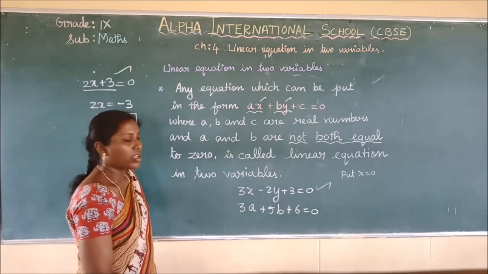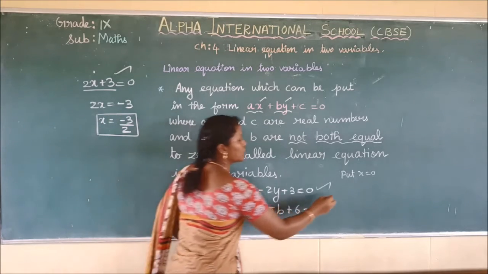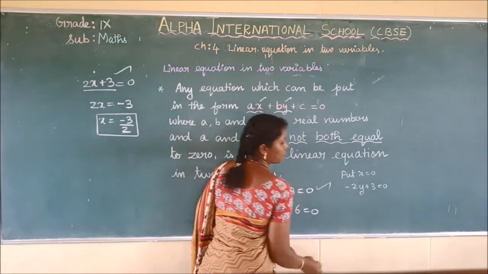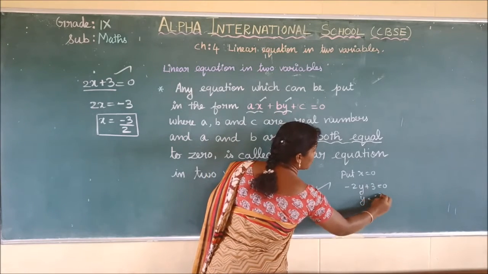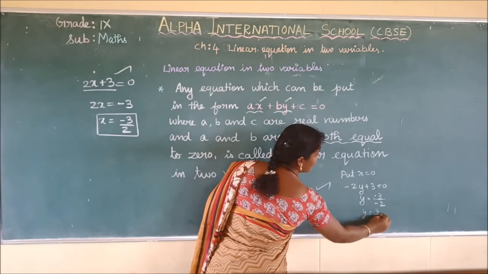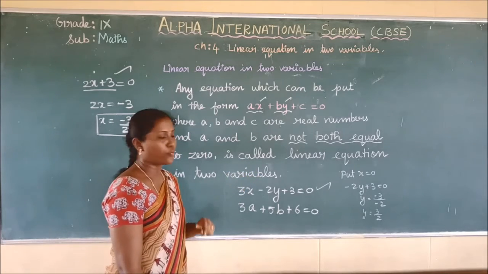What will happen? If I put x is equal to 0, 3 into 0 is 0. So, minus 2y plus 3 is equal to 0. So, y is equal to minus 3 by minus 2. Y is equal to 3 by 2. For x is equal to 0, I got one value of y.